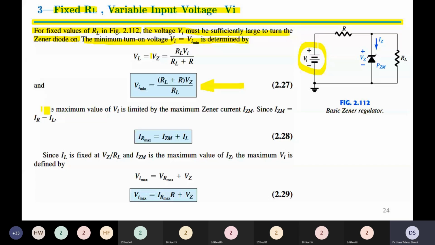And then the maximum value of input is limited by the Zener current IZM. Since IZM = IR − IL, therefore IR maximum = IZM + IL. What is this IR maximum? IR maximum is the maximum current that can pass through the series resistance R. So we are talking of this current flowing here, IR maximum.